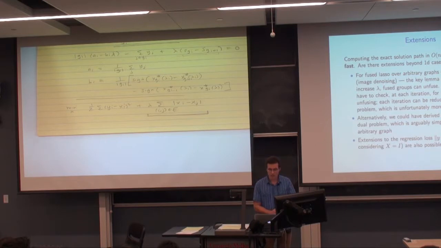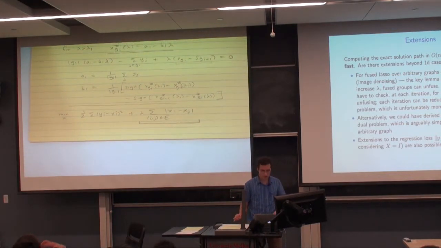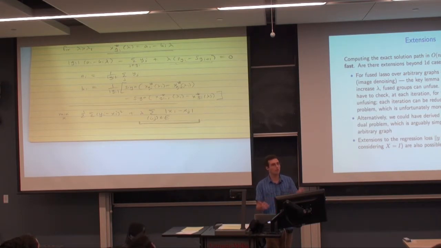So given that the key lemma doesn't hold, at every lambda we now have to check for when two groups will fuse, the crossing times that we talked about in the 1D case. We also have to check for when groups that were fused will unfuse. And that latter check is actually a lot harder.